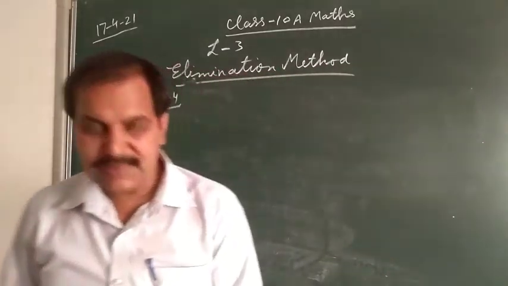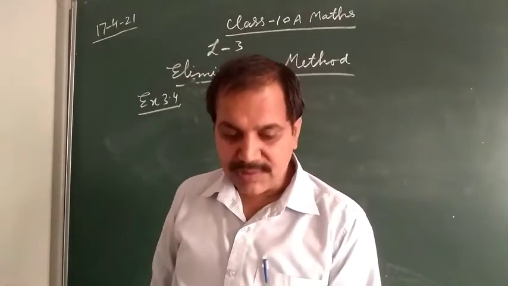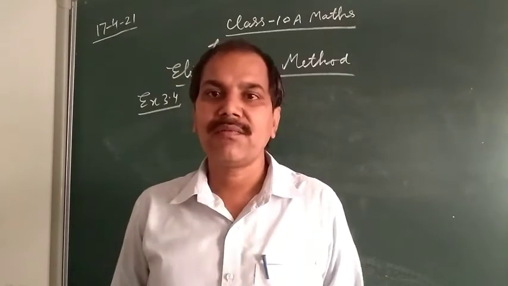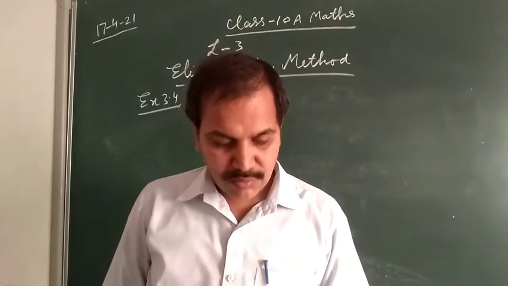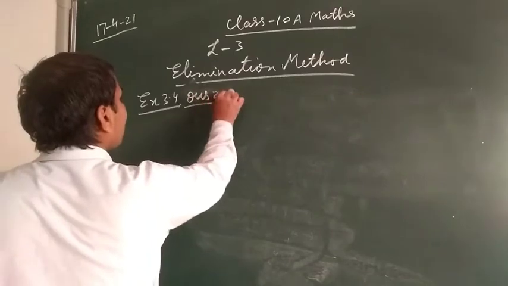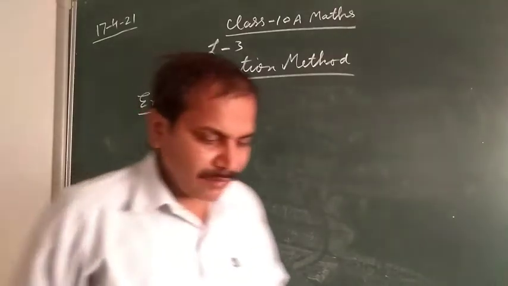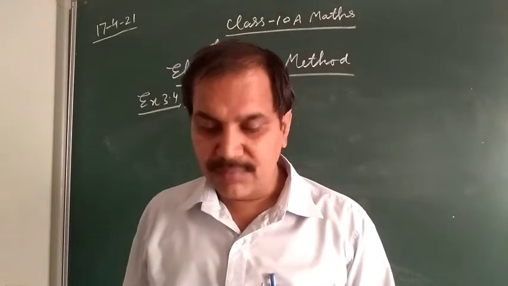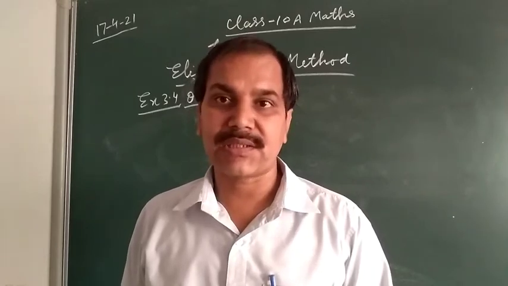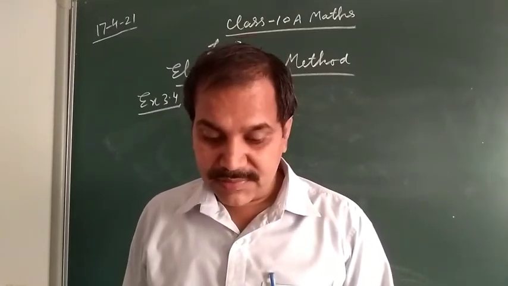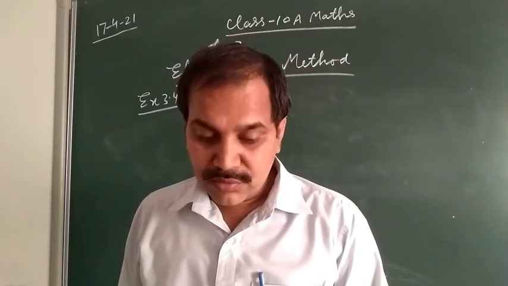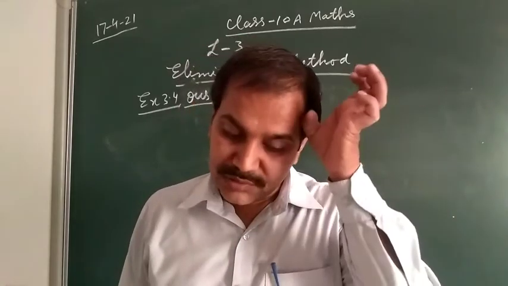Then question number second, this is word problems. So in this we have to make equations, and after that we have to solve. Clear? So first is question number second, the first part. Form the pair of linear equations in the following problems and find their solutions, if they exist, by the elimination method. Clear? So by elimination method we have to solve.